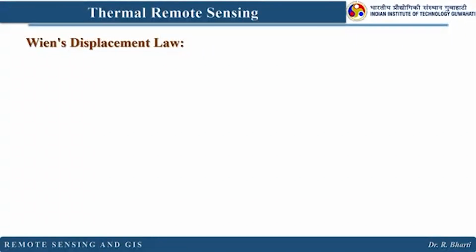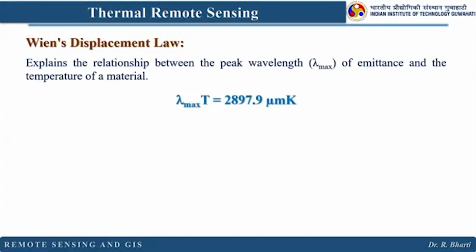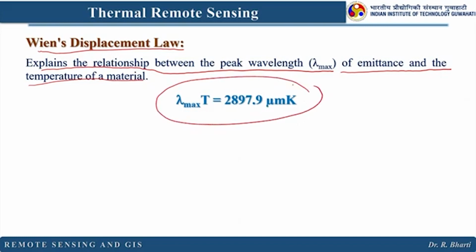Now how do we find the lambda max, the peak wavelength of emittance? For that we have to refer to Wien's displacement law. It explains the relationship between the peak wavelength, that is lambda max, of emittance and the temperature of a material. Basically, if you see this equation, the lambda max is unknown. Suppose we don't know the lambda max of a material, but we know the temperature, which we can measure using a thermometer.